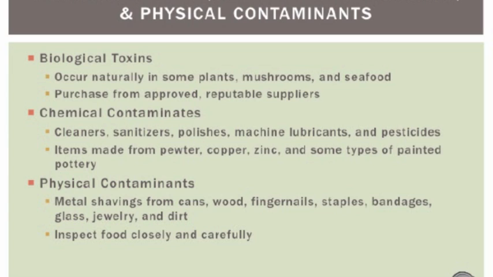So then we also have biological, chemical, and physical contaminants. Biological toxins can occur naturally in some plants, mushrooms, and seafood. And so again, the most important way to prevent that is to purchase from reputable suppliers. Chemical contaminants, a lot of chemical contamination can occur in your workstation from different cleaning solutions, polishes, and lubricants, but then also pesticides, so washing your produce with uncontaminated water can prevent chemical contamination.